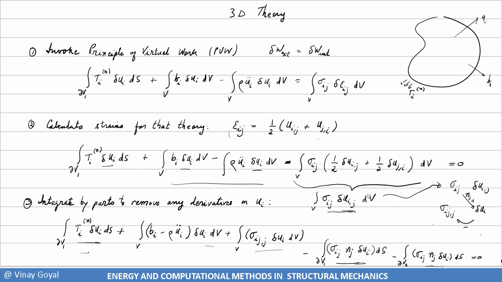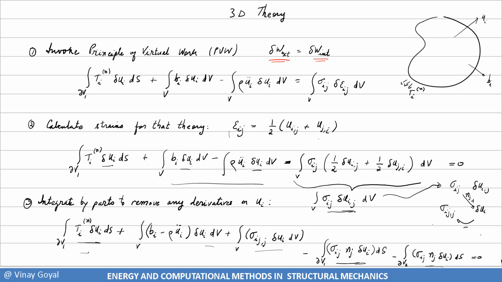So for 3D theory, we're going to use something called the principle of virtual work. The principle of virtual work states that every structural body under loading conditions will be in equilibrium if the external virtual work equals the internal virtual work. I can calculate external and internal virtual work very simply once I calculate strains for that theory. In this theory there are 6 strains, and these strains are then plugged into the virtual work principle.